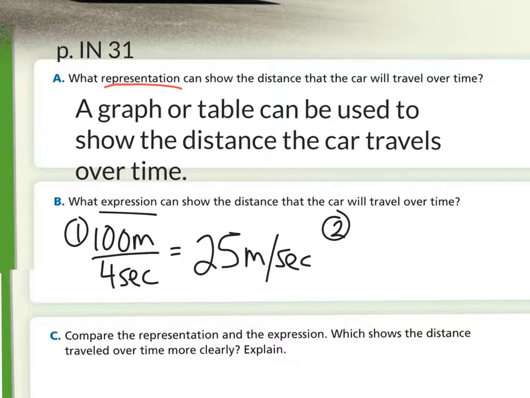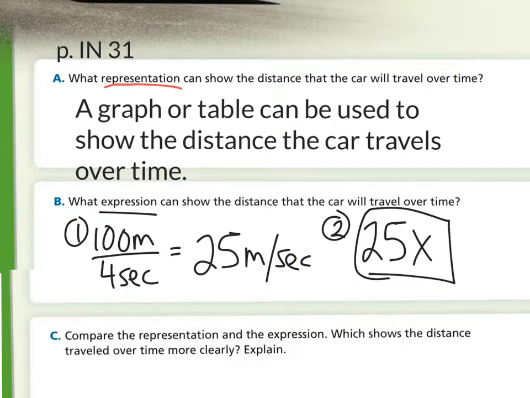What we could do now is think about, if they tell us an amount of time, how do we figure out how far it's gone? For example, if it's gone for 2 seconds, how far did it go? After 2 seconds, it would have gone 50 meters. We would do 25 times 2. After 10 seconds, we could do 25 times 10, which would be 250. In general, then we could say 25 times x. So 25x is going to be an expression.